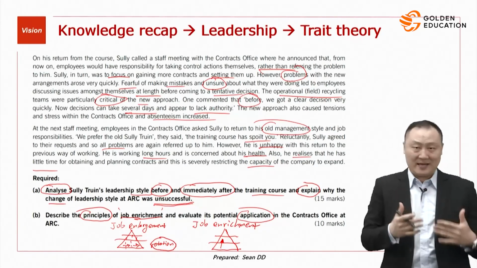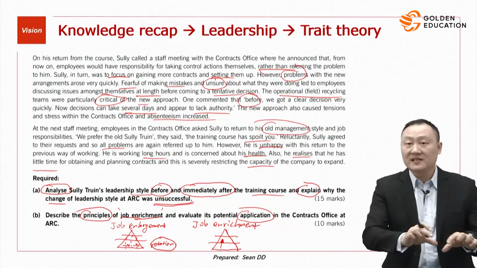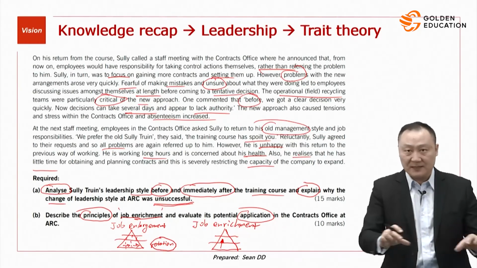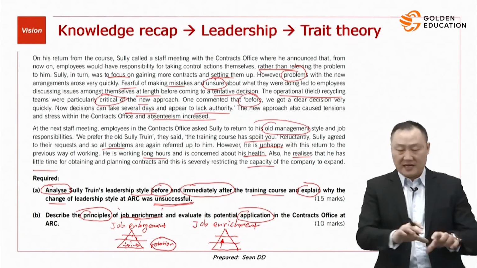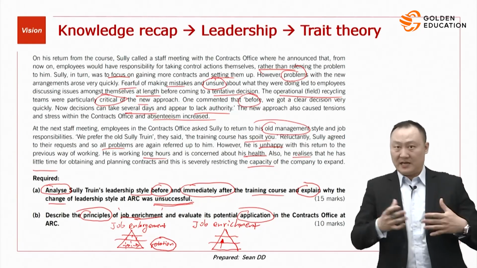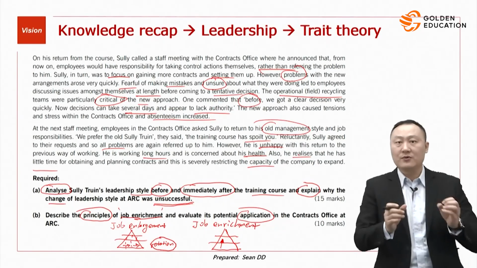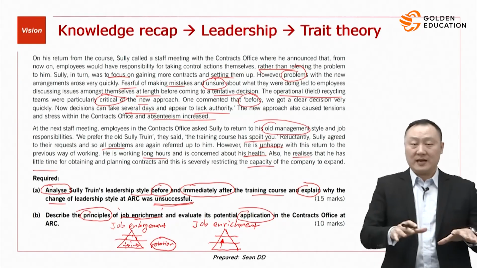In the SBL exam, we will not test you on the exact theories or exact terminologies in this way. This is just an entry-level question. And in the SBL exam, these are assumed knowledge that you are going to apply in the scenario.